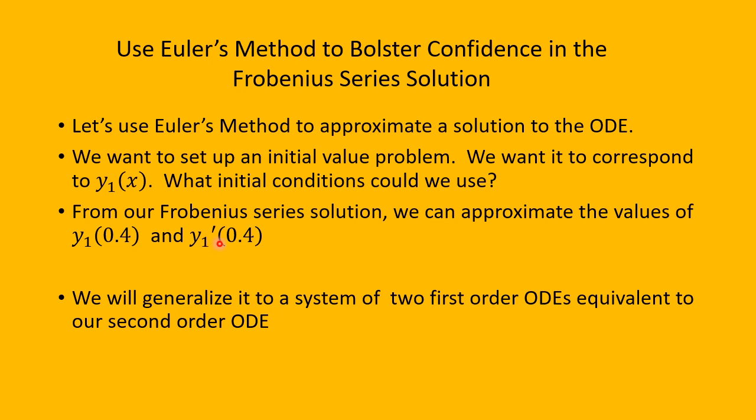Euler's method usually is used with first degree equations or a system of first order equations. So what we'll do is change that to an equivalent system of two first order ordinary differential equations equivalent to our second order differential equation, plus we have these initial conditions, and that will give us an initial value problem with a unique solution.